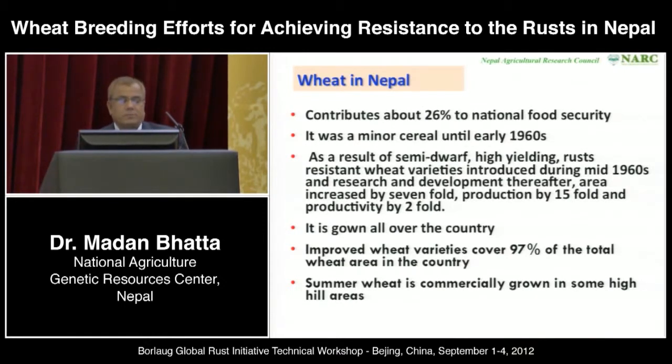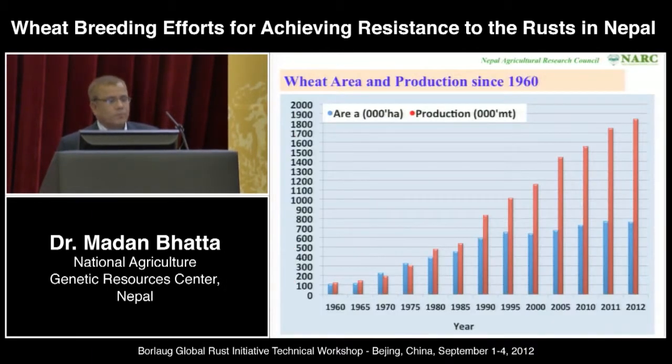Wheat is being grown all over the country. Improved varieties cover more than 97% of the total wheat area of the country. We have around 0.76 million hectares of wheat area. Summer wheat is commercially grown in some high hills of the country.